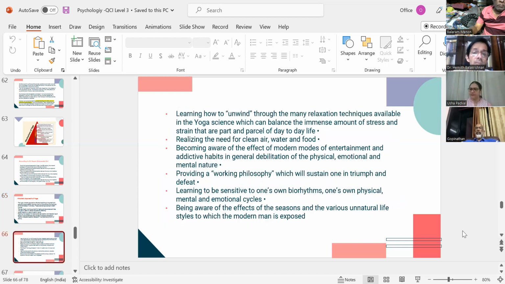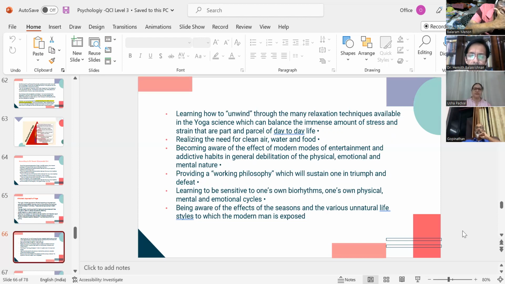Next, learning how to unwind through the many relaxation techniques available in the yogic science, which can balance the immense amount of stress and strain that are part and parcel of day-to-day life. Realizing the need for clean air, water, and food. Becoming aware of the effect of modern modes of entertainment and addictive habits in general, causing debilitation of the physical, emotional, and mental nature. Yes, we know that many things we can't avoid. For example, you cannot be without a phone. Providing a working philosophy which will sustain one in triumph and defeat.